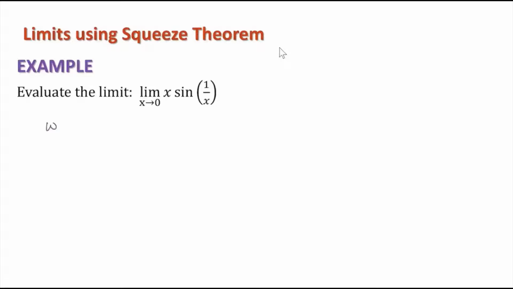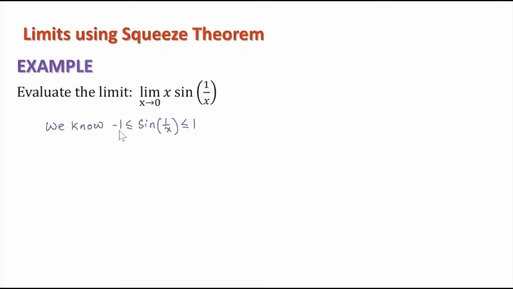Let me write that here. We know that the value of sine function for any angle is between -1 and +1. This is what we know from trigonometry. Sine of any angle here, this is the angle. Sine of any angle is between -1 and +1. This is the known fact from trigonometry.